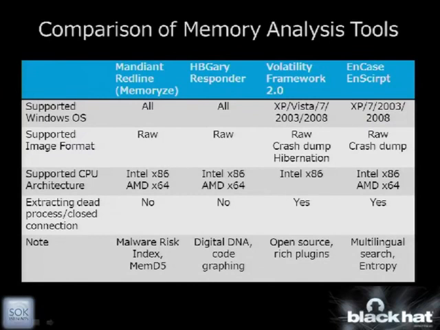Volatility Framework is open source, and many developers join the community. And EnScript can perform multilingual keyword search and detect similar processes by entropy in the memory image. But the total ability is slightly poorer as compared with other tools because I'm lazy.